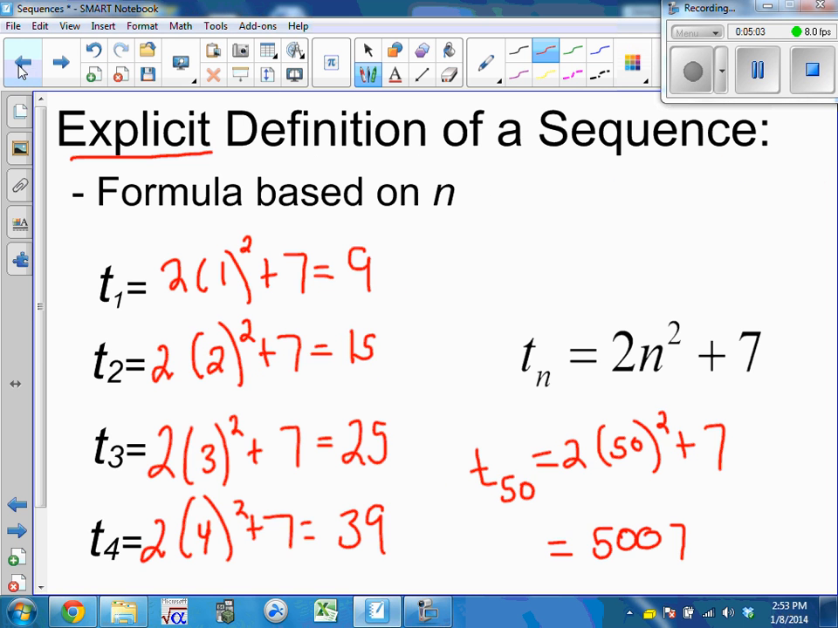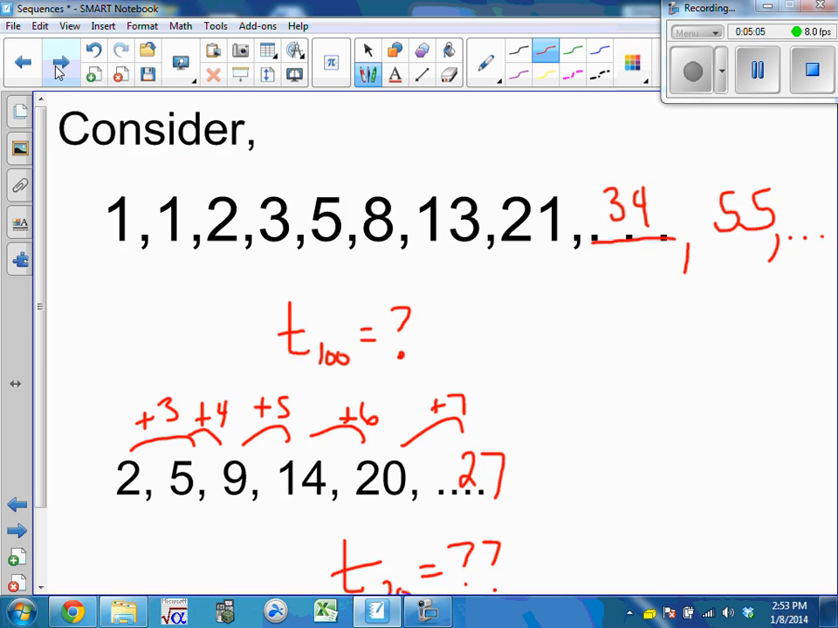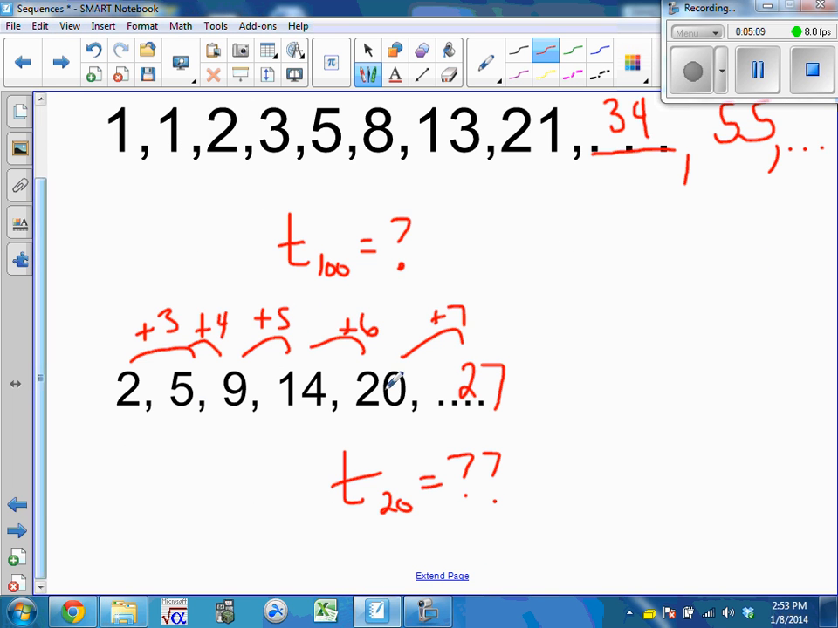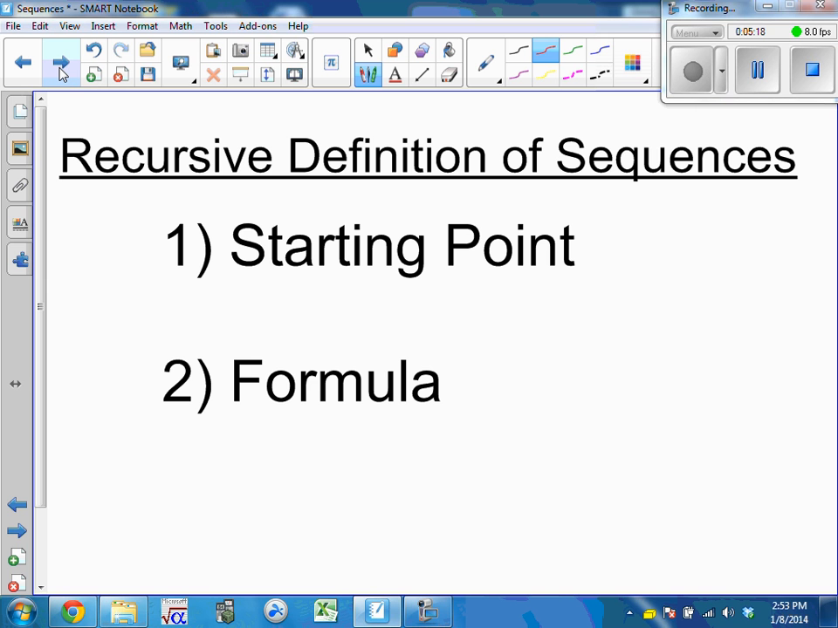If I have an explicit formula, I just plug it in. But if I don't, I need to find every single term. So if I wanted to find the 20th term, I'd have to find the first 19. Now the way we can write these formulas out is something called a recursive definition. A recursive definition always has two parts. It always has a starting point. This tells you where to start. And then it has some formula, some equation to help you calculate it.